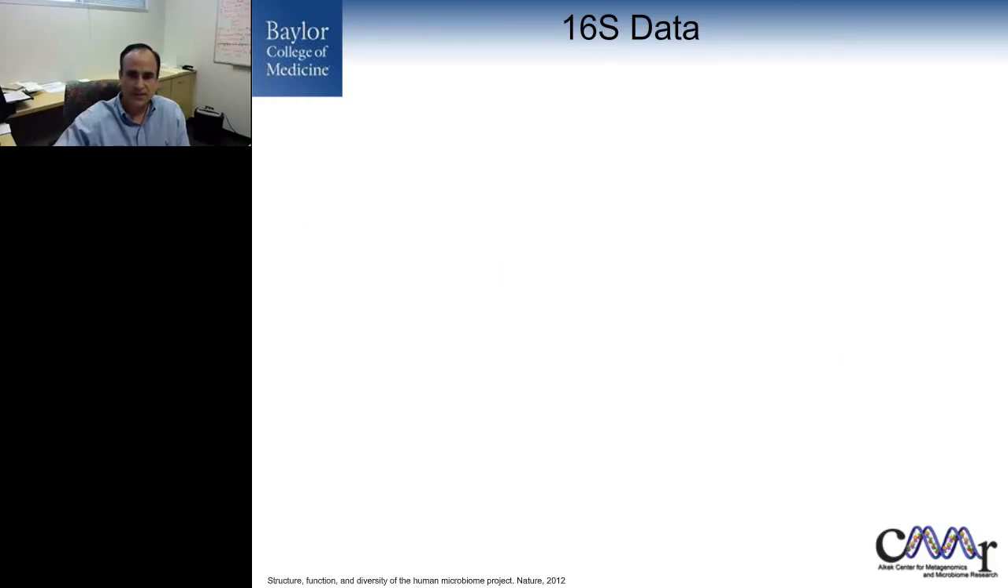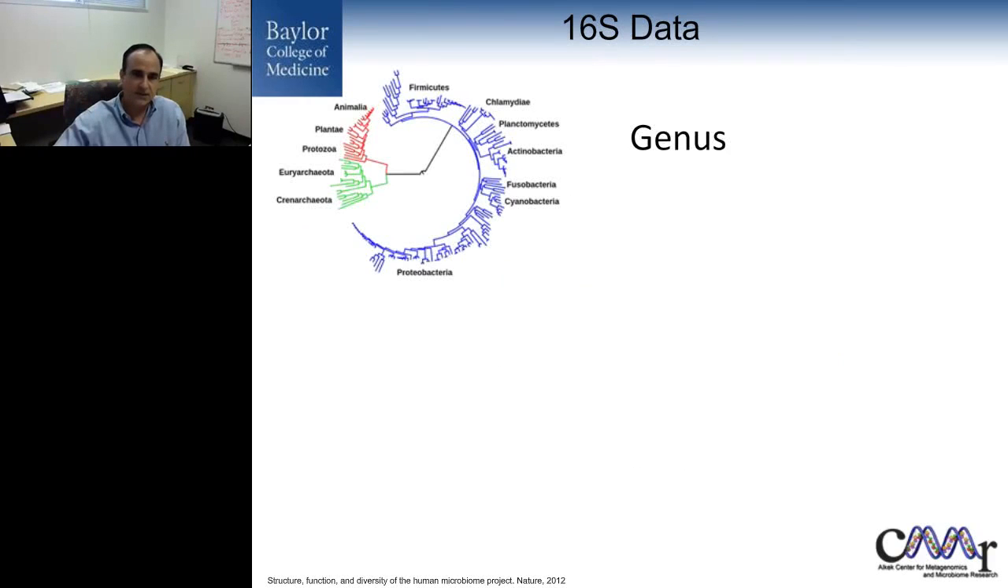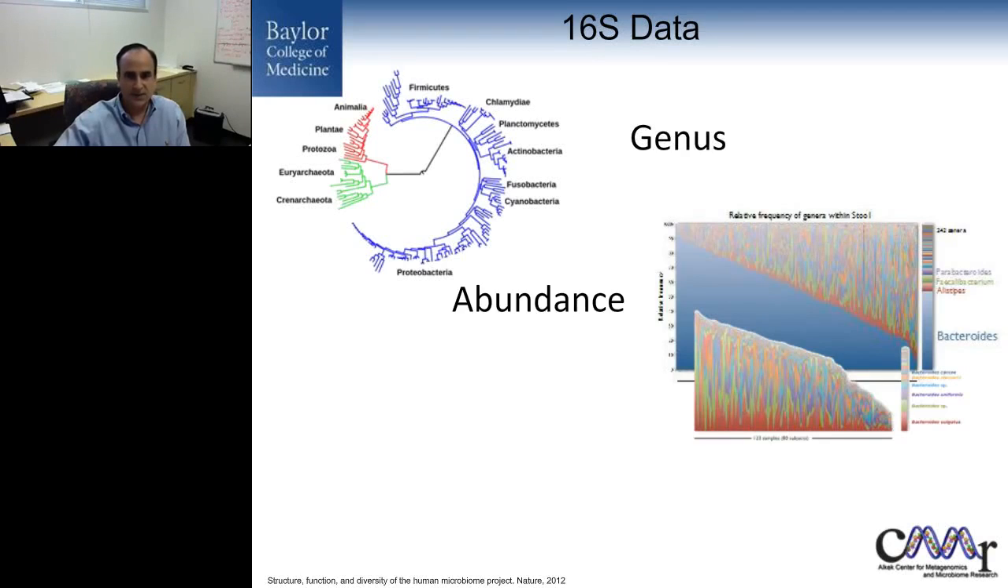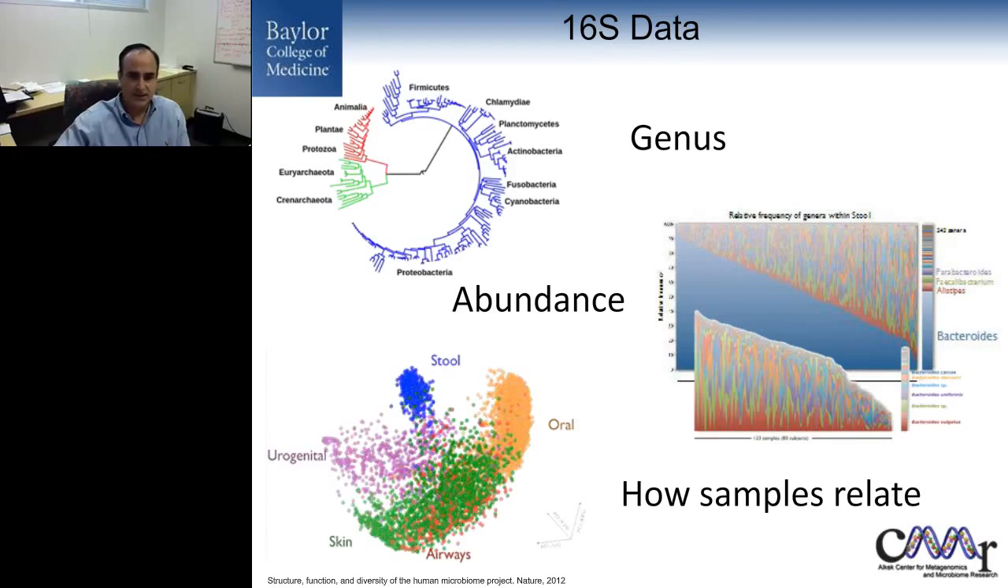So what would 16S data give us? First, it tells us who's in the community. It gives us a relative abundance of those members of the community. And then it allows us to take a look at how those samples relate to like samples in this principal component plot that you see here. We have in this particular sample a smooth oral airways and generally, you see that they cluster nicely with their members.